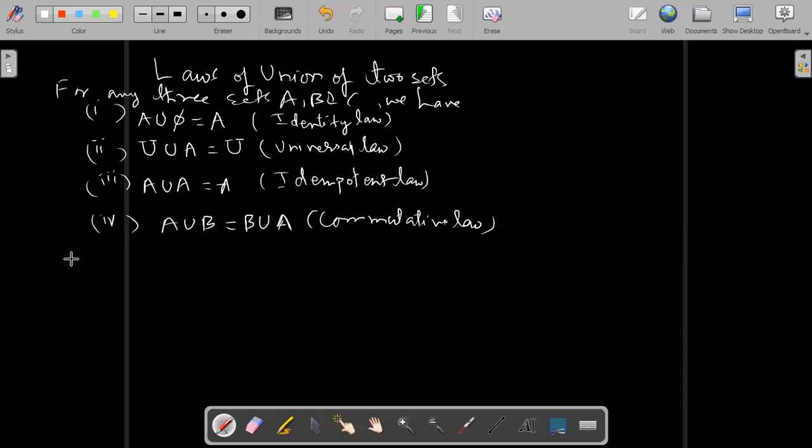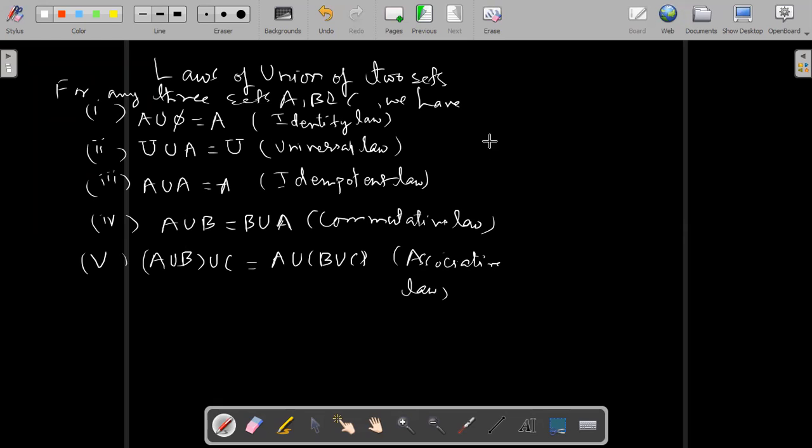Then the last one is A union B. If you are finding A union B and then union C, or you find first B union C and then union A, so it is called associative law. A plus B plus C or A plus B plus C. So it is called associative law.